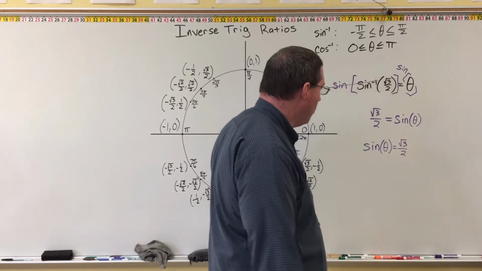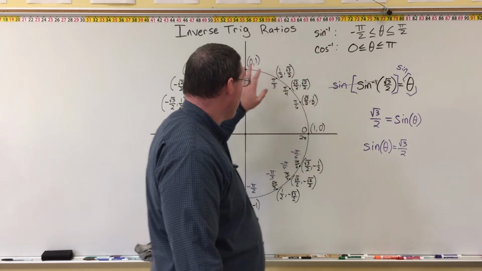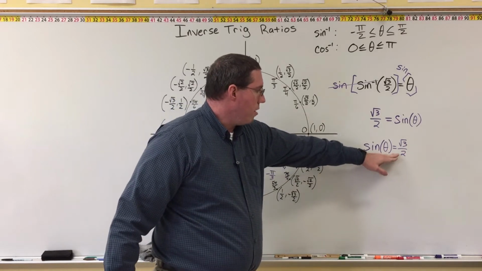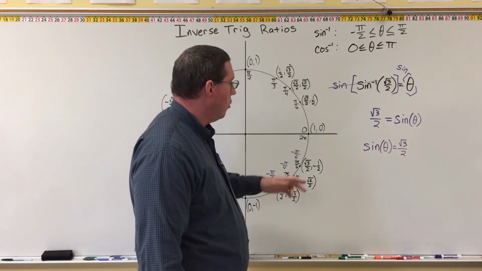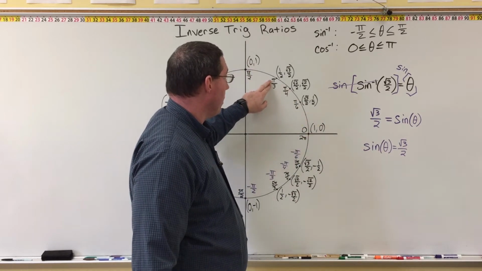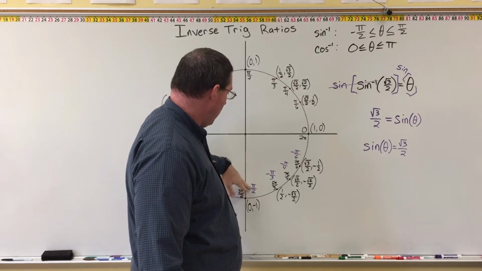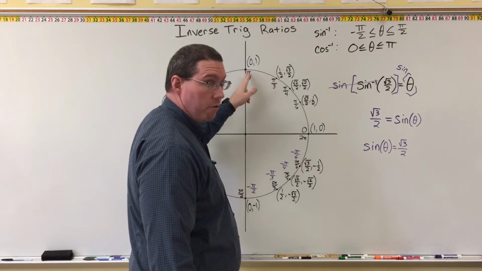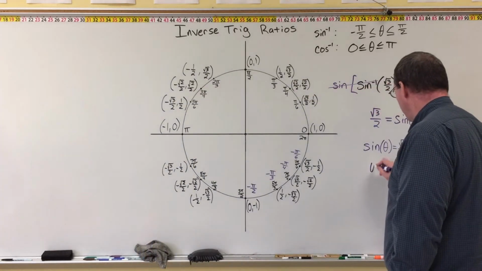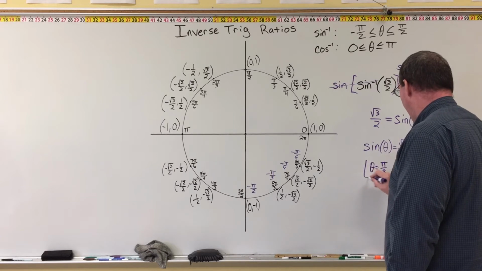And now all we have to do is look at the unit circle and find where sine of theta is equal to square root of 3 over 2. You know what theta angle that is: pi over 3. That would give us square root of 3 over 2. Remember, it still has to be between negative pi over 2 and pi over 2. Okay, so the answer now is theta is equal to pi over 3, and that is our answer.